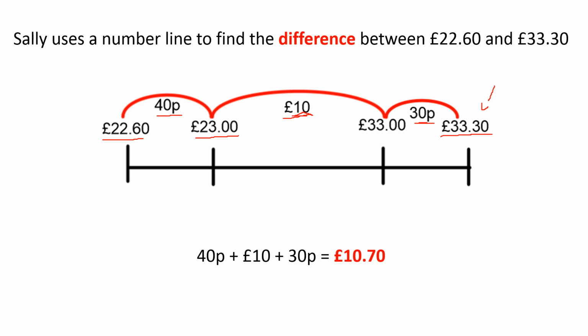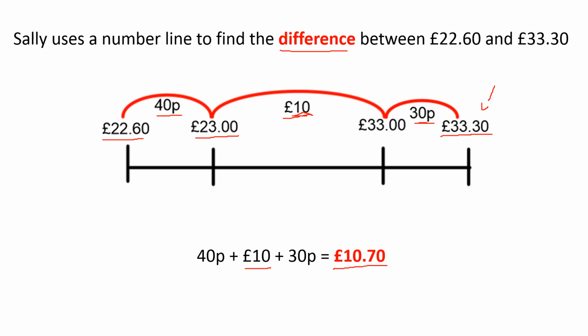Now we have to add all of these money amounts. 40 pence plus £10 and plus 30 pence. So it's easier to start with the pounds. £10 plus 40 pence plus 30 pence, just as we did previously with our adding, is £10.70. So the difference between £22.60 and £33.30 is £10.70.